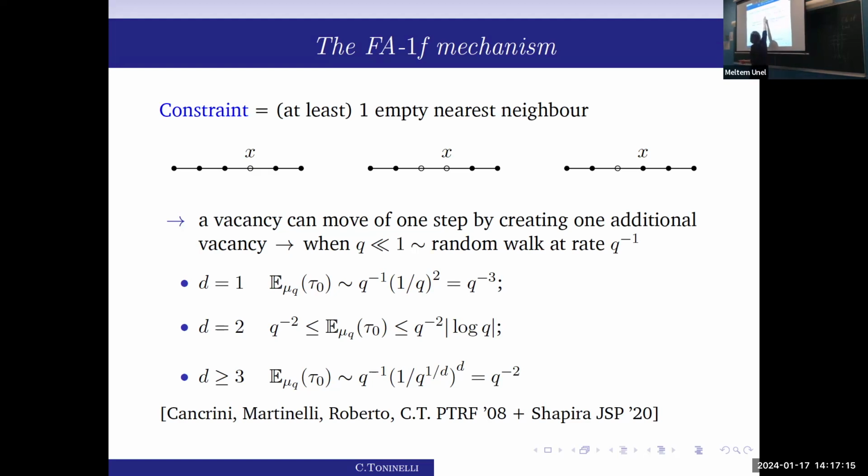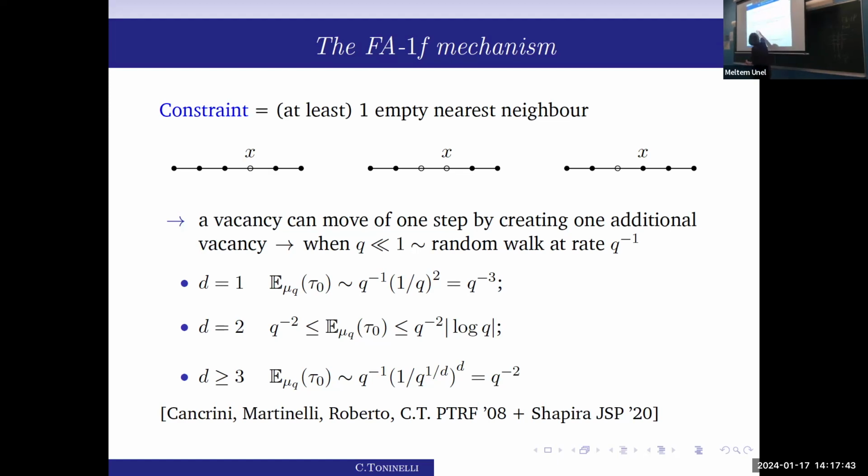Both of them now have the constraint satisfied, okay? So if in particular this is the site which rings first, it means that the original 0 has moved one step, essentially. So roughly, for this model, what you should have in mind as an image is that single empty sites can move one step by creating just one additional empty site. So essentially, they move as a random walk at a rate 1 over q.